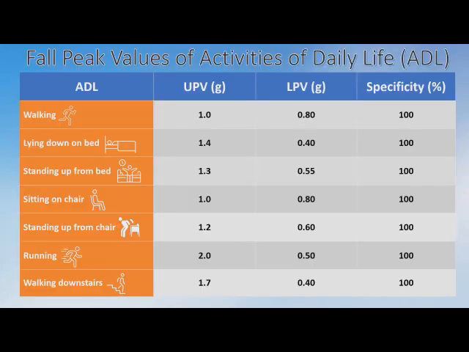In order to determine LFT and UFT, the acceleration magnitudes for activities of daily life, or in short ADL, are displayed in this table. As you can see here, the highest upper peak value, which is running at 2G, and the lowest lower peak value of 0.4G, which are lying down and walking downstairs, are set as a reference to determine the UFT and LFT. The specificity in all ADL has 100% accuracy, which means that no false alarms during ADL are triggered.